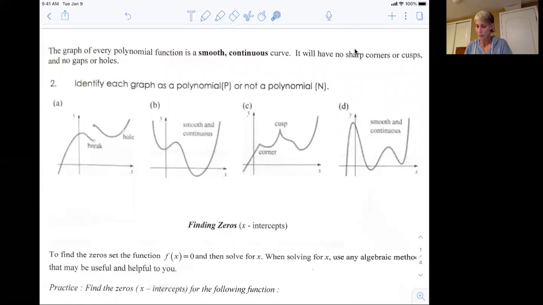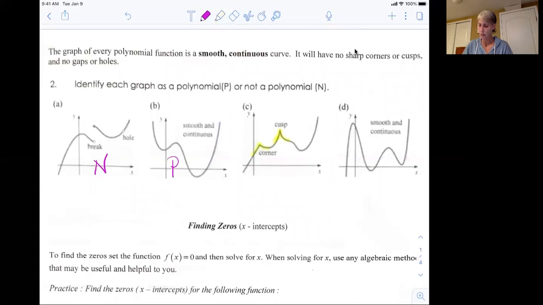So as we go through these, in example A, I always think, can you trace it without lifting up your pencil? If I trace this, I have to lift up my pencil to get to the next piece. So this is not a polynomial. If I'm tracing along this curve, this one's nice and smooth. So this is a polynomial. Over here, I have a corner. It's continuous, but it's not smooth. Okay, so we've got an issue here and an issue here. Not a polynomial.